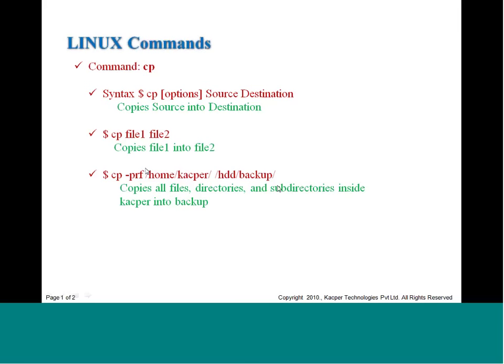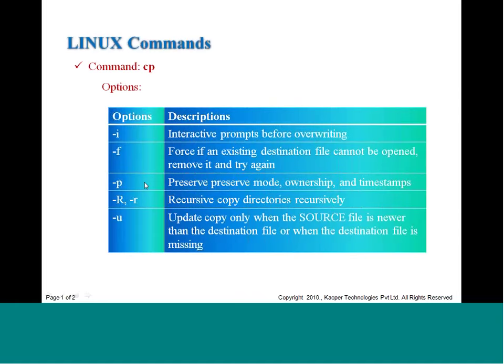Now let's look at why we specify these options, the P, R and F, and what they mean. Here is a brief look into the options. The -i is interactive, and it prompts before overwriting. So if a file exists in the destination directory and you are trying to overwrite it, it will ask you whether you want to overwrite, append, cancel or skip this file. Then you can use that option to either copy it or skip it, whichever one you want to do.